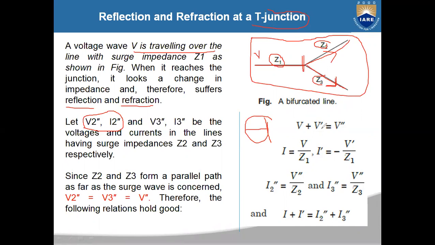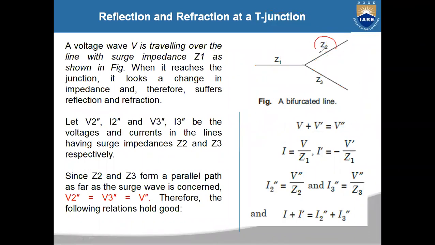Now Z2 and Z3 will form a parallel path as far as the surge wave is concerned. The surge wave is nothing but the incident voltage or current wave coming from here. So these two lines you can treat as parallel lines. When these two are in parallel, the voltage across this will be the same as the voltage across this. That means V2 double dash will be equal to V3 double dash, which is V double dash, the transmitted voltage. From this you can write some relations.